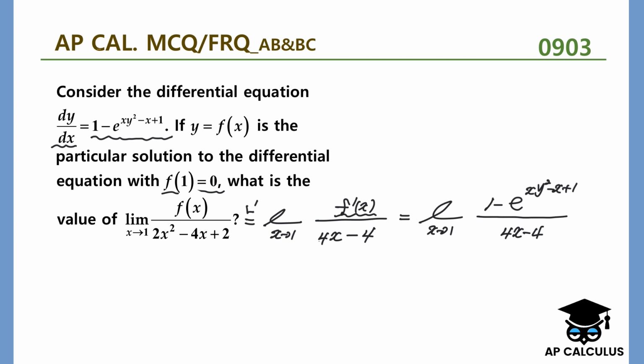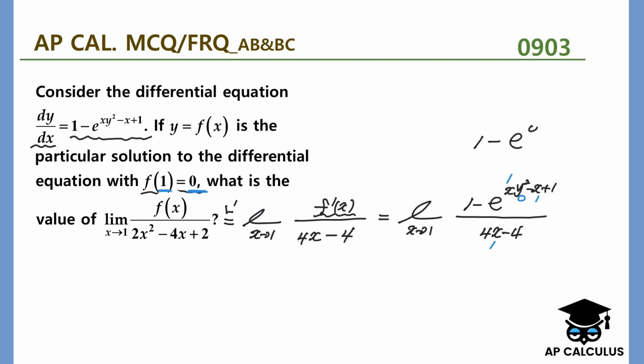If we substitute 1 for x, the denominator will be equal to 0, right? When x is equal to 1, y is equal to 0, right? So 0 for y, 1 for x. Then that's going to be equal to 1 minus e to the 0 minus 1 plus 1. So that's 1 minus e to the 0, 1 minus 1, so that's 0, right? Again, if we substitute 1 for x and 0 for y, the numerator will be equal to 0 and the denominator is equal to 0, right? So we're going to have to apply L'Hopital's rule one more time.